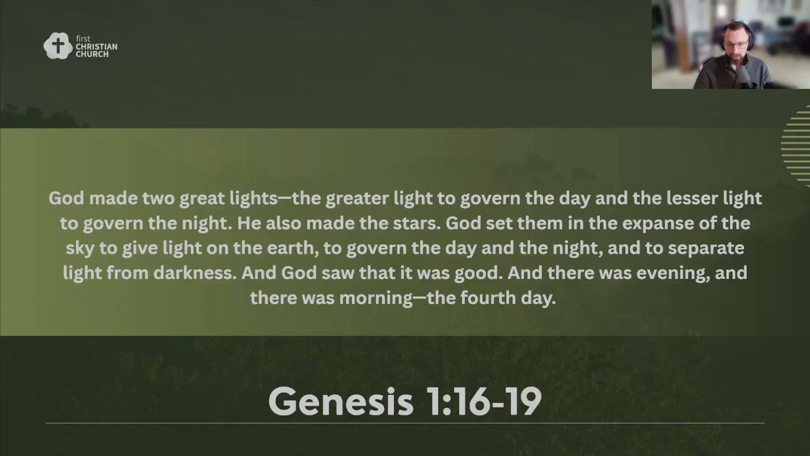Earlier it says he just in general made great lights, but here it says he made the greater light and the lesser light. And that always struck me as odd. Like, we know what he's talking about. He made the sun and the moon. And then it says he also made the stars. So there's no question here what's being made. But why are they called the greater light and the lesser light?